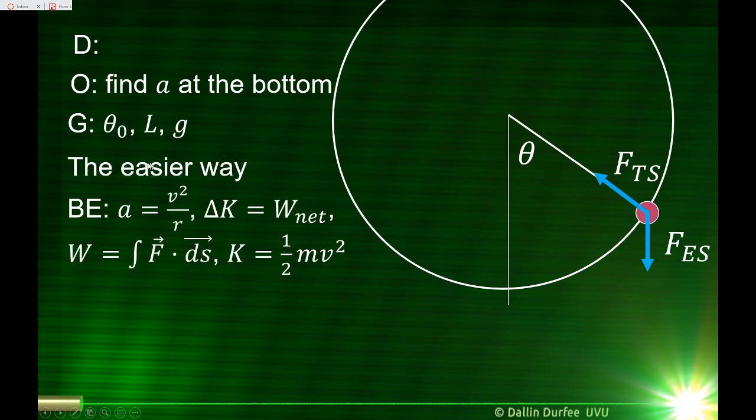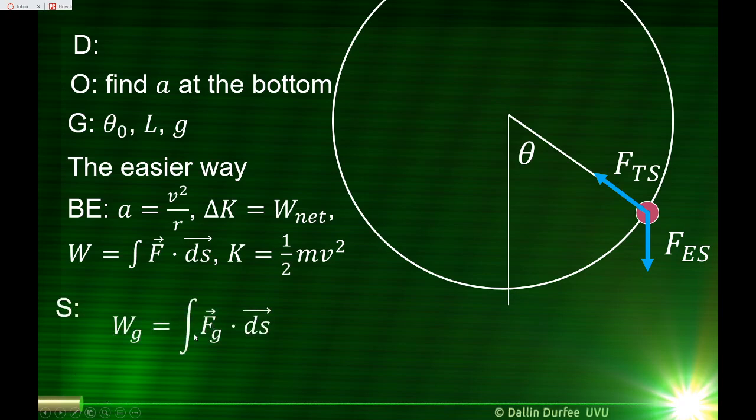For the work-energy theorem, my basic equations are, I'm still going to use that the centripetal acceleration is v squared over r. And then we've got the work-energy theorem, that the change in kinetic energy is equal to the net work. Work is just the integral of F dot ds, and kinetic energy is 1/2 mv squared. So the first thing we need to do is find the work that is done as it goes from its initial position, where it's not moving, down to theta equals 0.